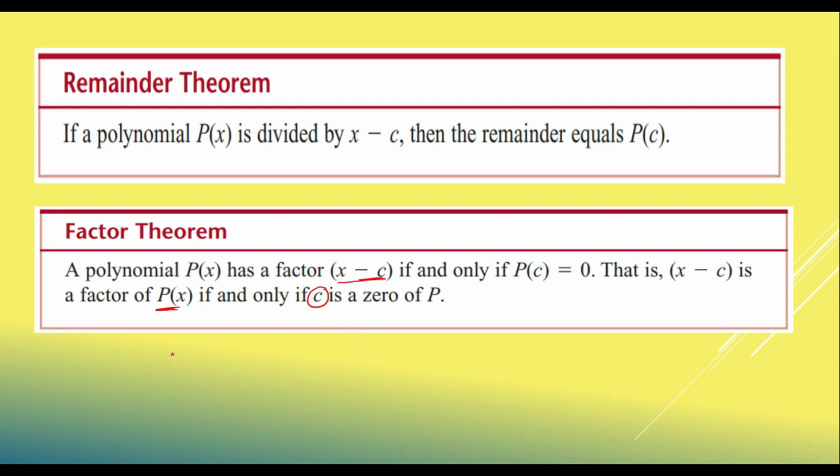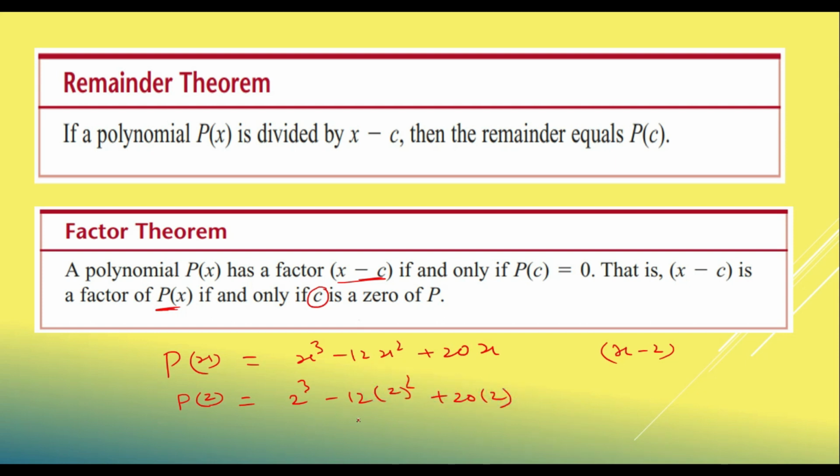So what is our p of x? P of x is x cube minus 12x square plus 20x, and we can check x minus 2. When you divide by x minus 2, what is c? C is 2. Can I substitute 2 here? X is 2. 2 cube minus 12 times 2 square plus 20 times 2.